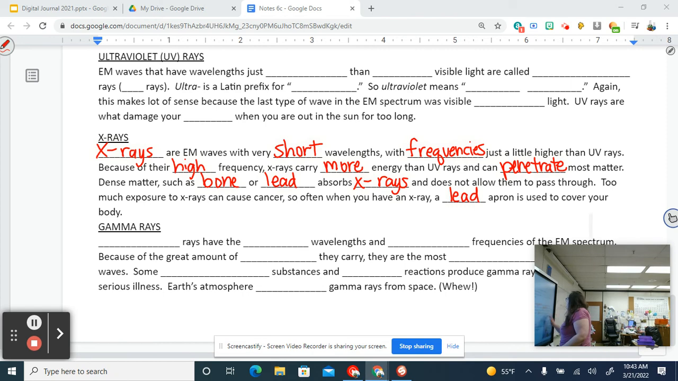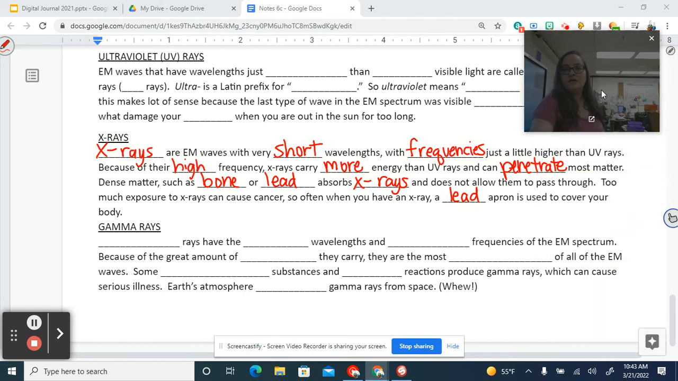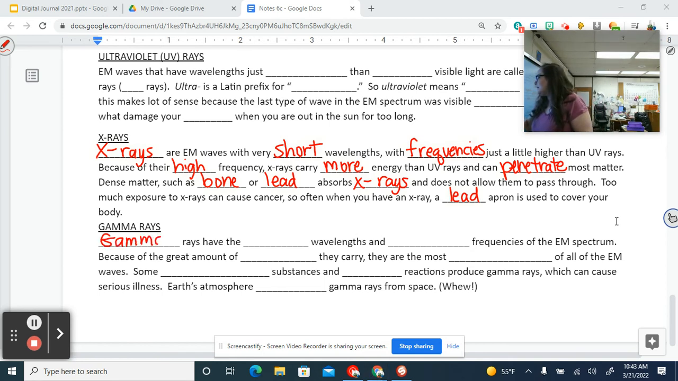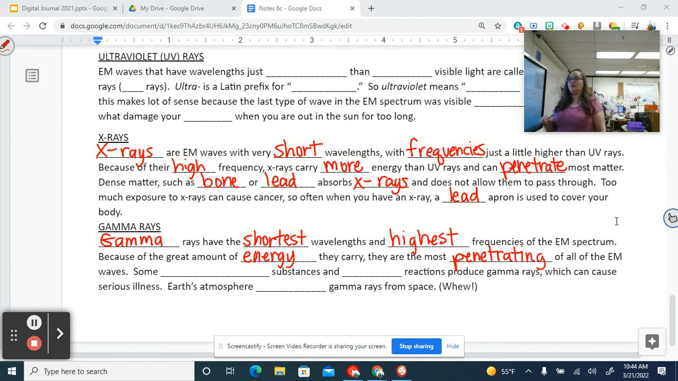And then we've got gamma rays. Gamma rays have the shortest wavelengths and the highest frequencies of all the EM spectrum. Because of the great amount of energy they carry, they are the most penetrating of all the EM waves. So this is the type of stuff that causes damage whenever you're talking about being worried about nuclear radiation. It's gamma radiation that you're worried about.